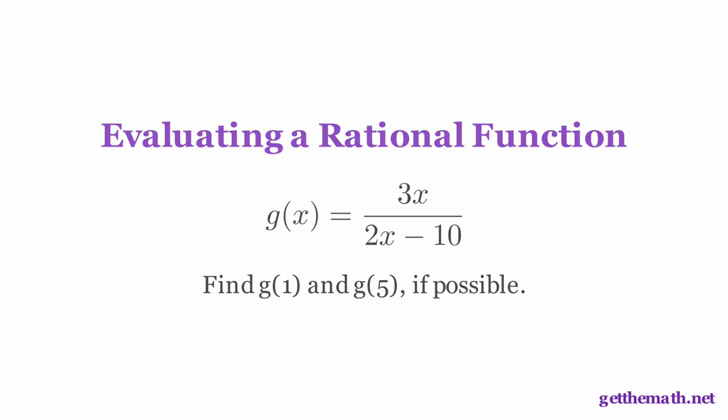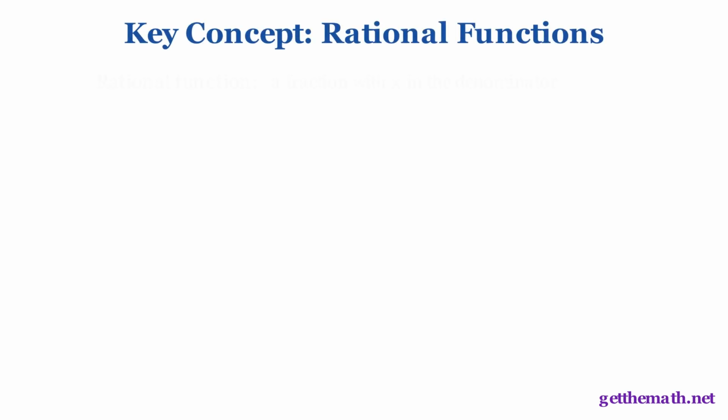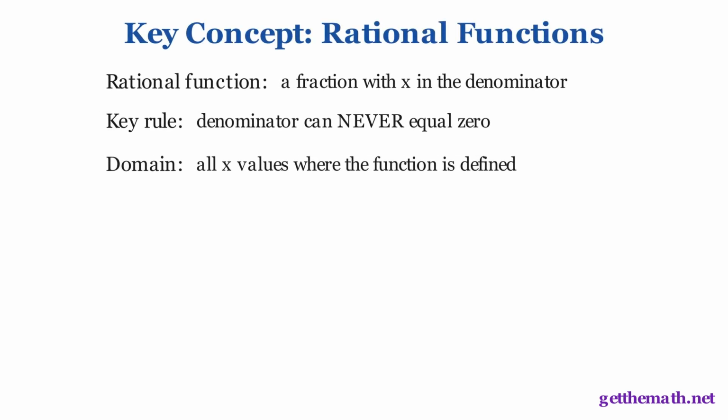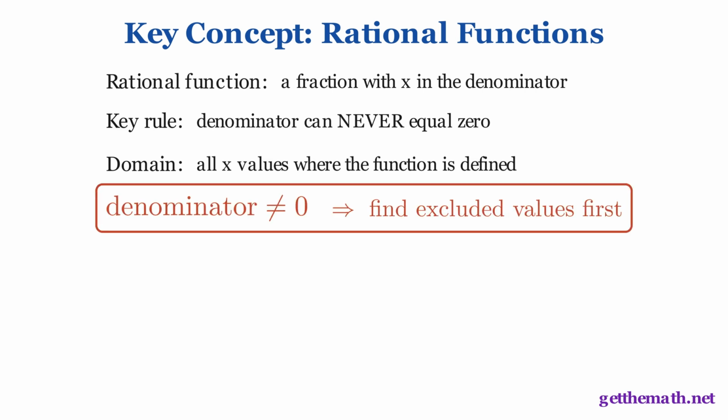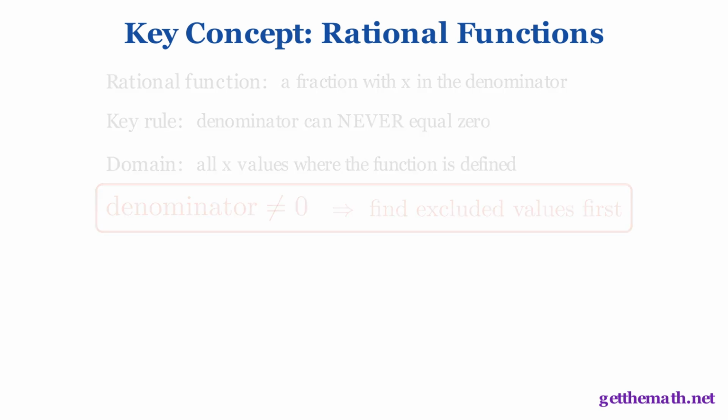Key concept: rational functions. A rational function has x in the denominator. The most important rule is, the denominator can never equal 0. The domain is all x values where the function is defined.